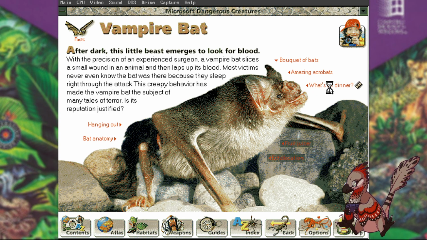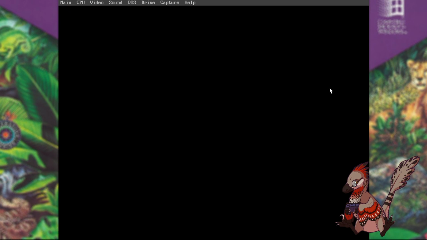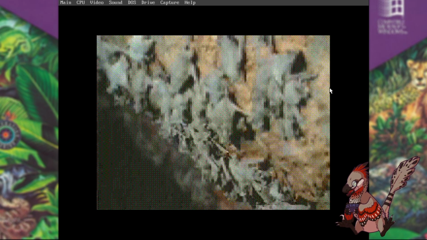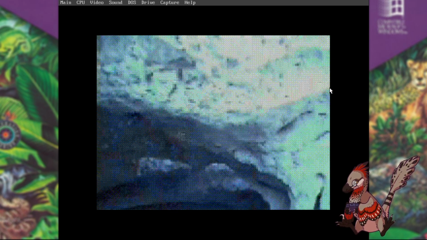What's for dinner? Well, what is for dinner? When night falls, bats come out of their hiding places to hunt for dinner. They squeak. They're so cute. So many.